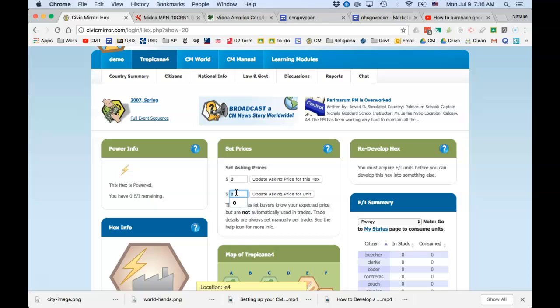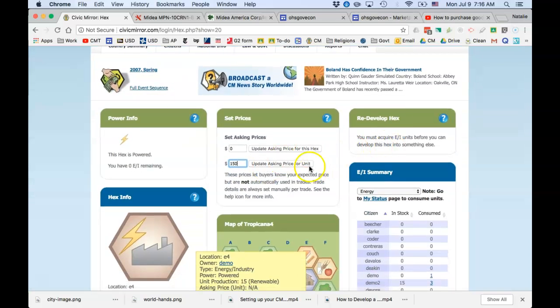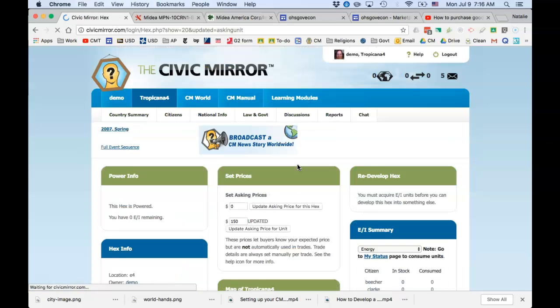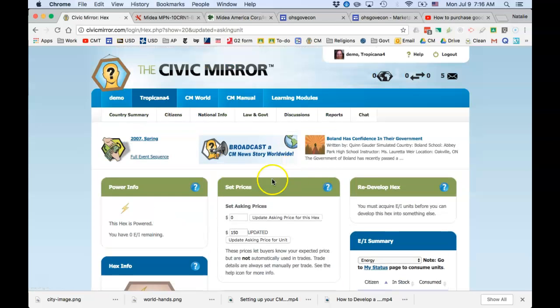Now, you know, the fair thing would be to offer the same price for everyone. But again, if you are a member of government or if you are a humanitarian and you end up with a sliding scale, that's your business. But here, perhaps you want to put the general minimum that you would accept for a power unit. And that makes it easier for people to know how to trade with you. I'm going to put here 150. You will determine what you think is the correct price here. And click Update Asking Price for Unit. It just makes trade go a lot faster.